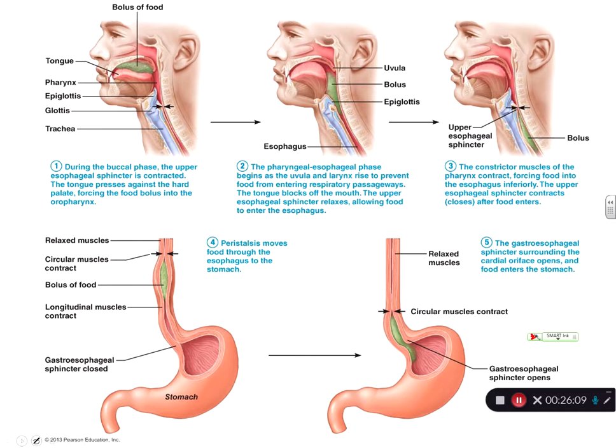So up here, this is showing you the buccal phase. So this is when the food is in your mouth. And you can see that the tongue starts to press towards the roof of the mouth and push that bolus of food towards the back, towards the pharynx. Once the food moves into the pharynx, we say it's in the pharyngeal esophageal phase. And it's going to move down that esophagus. You've got muscles that are contracting, going through peristalsis to squeeze the food down. See, it's squeezing it down into that stomach. Okay.